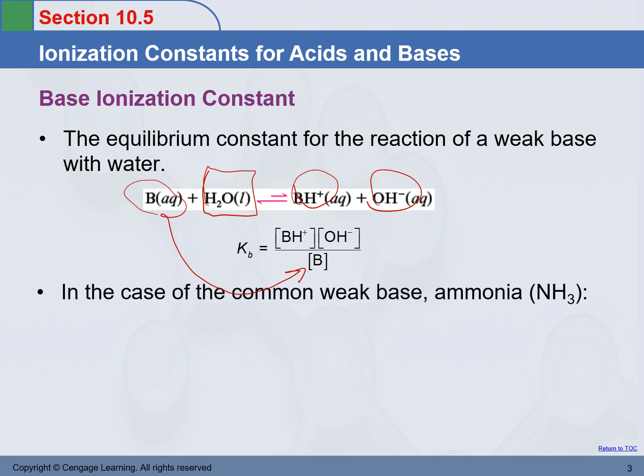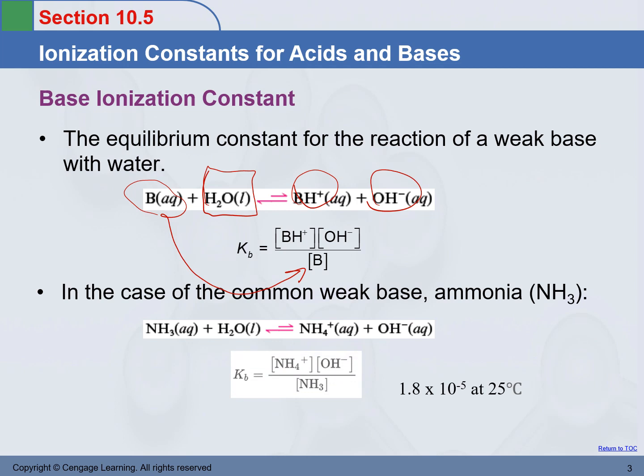Again, the most common weak base is ammonia, so let's put the ammonia ionization equilibrium here, and the Kb for ammonia will be the concentration of ammonium multiplied by the concentration of hydroxide divided by the concentration of ammonia. At 25 degrees Celsius, the Kb of ammonia is 1.8 times 10 to the power of -5.